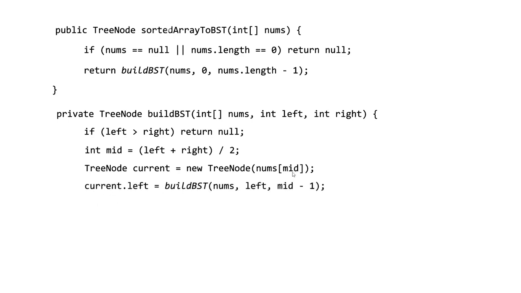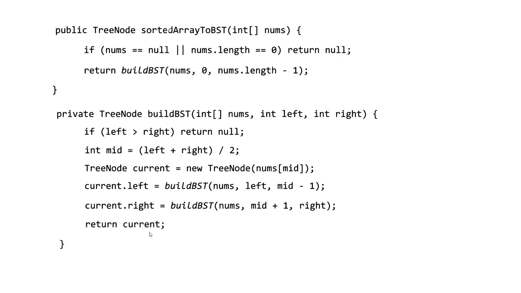And then we need to check to see if we have a left value. So we're going to call build binary search tree again, passing in the nums array the same left value. And because we're checking for a left, we're going to take mid -1 for the right value. So we'll go through that until we've done all the left nodes, and then we'll come back and do the right node. So we'll call binary search tree, passing in the nums, and then we'll take the mid value plus 1 for the left, and then right. And then finally, we'll just return current.